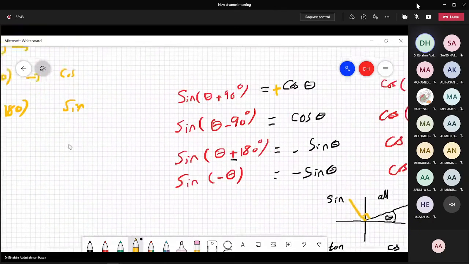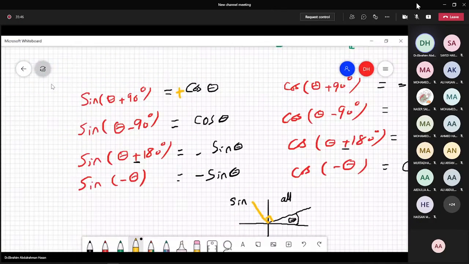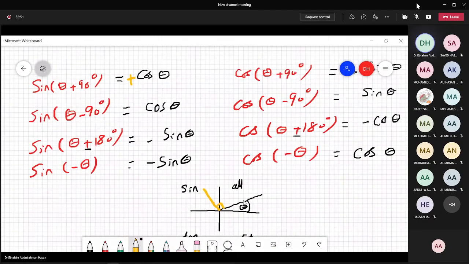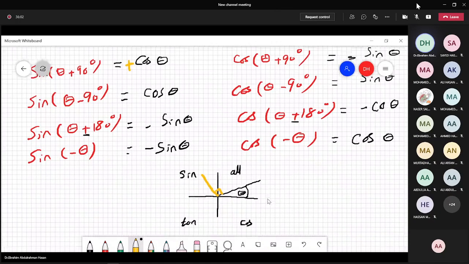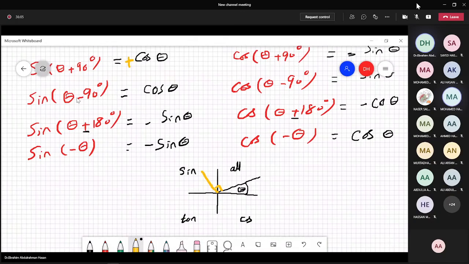الحين اول شيء احنا عرفنا ان الساين لان بلس 90 بتصير كوساين. اوكي, هل positive or negative? So this is theta. So theta plus 90 will be here. Okay, وهني الساين positive, so then it is plus cosine theta. Okay, sine theta minus 90. إذا هذه theta minus 90, then it will be here. بتكون هني. So this is 90 degrees.